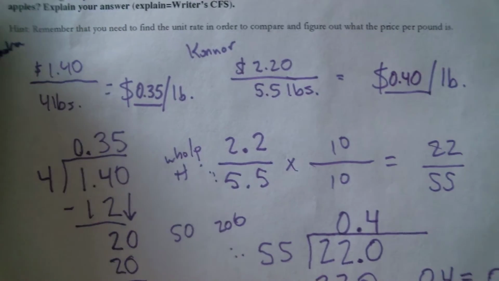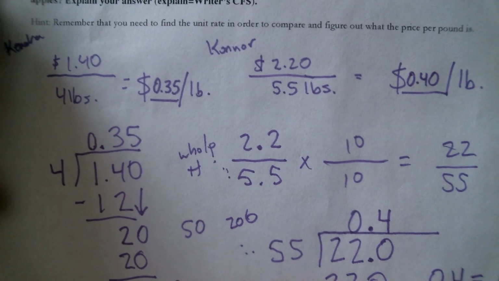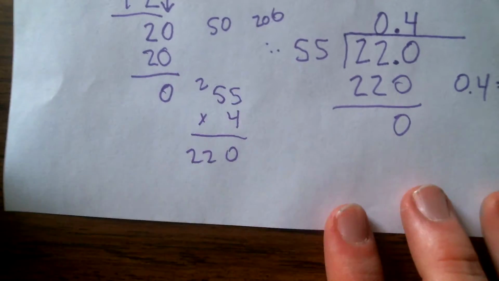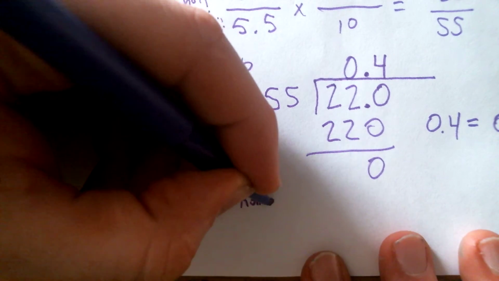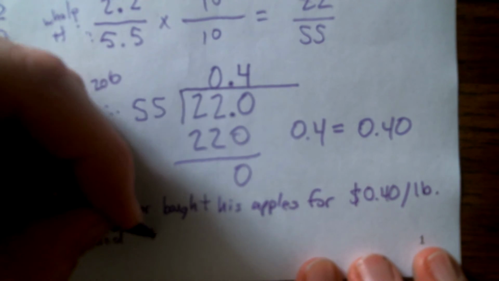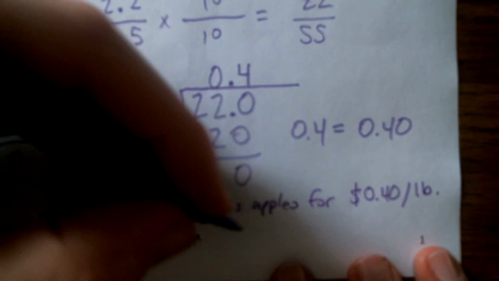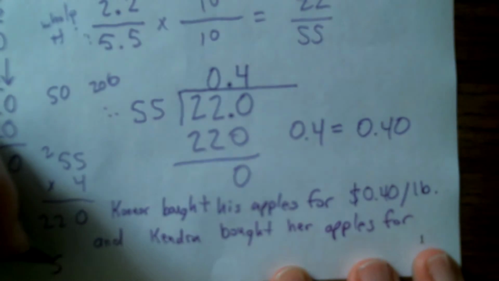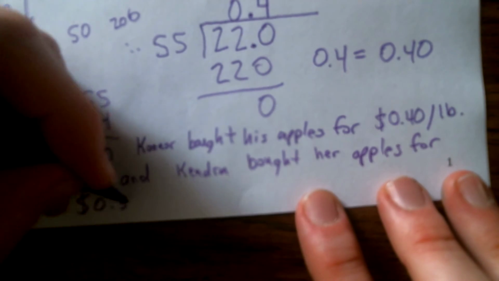Okay, so I need to explain who got the better deal here using my writer's CFS. Okay, so one fact I can state is that Connor bought his apples for 40 cents per pound. And Kendra bought her apples for 35 cents per pound.